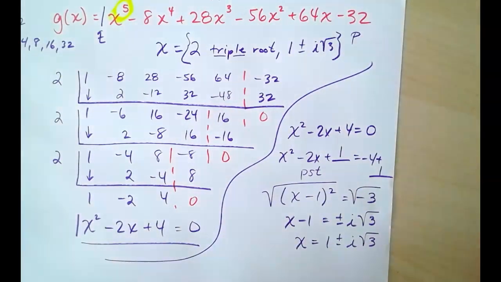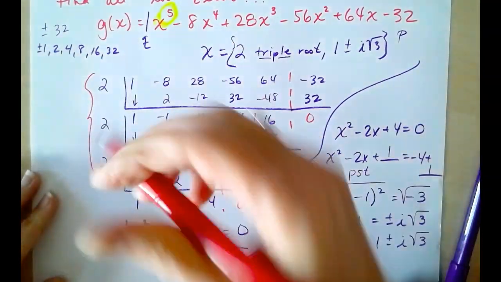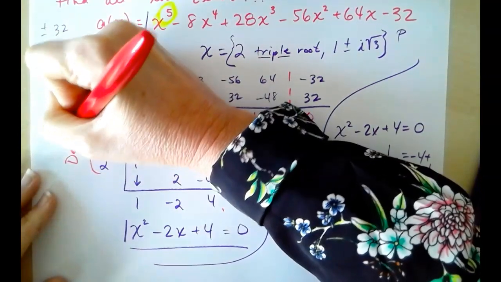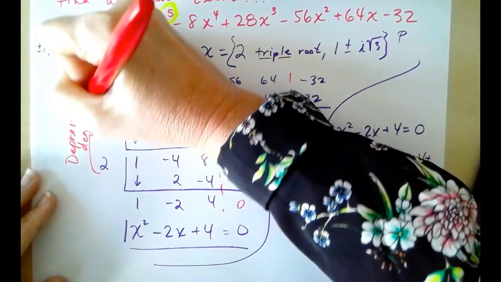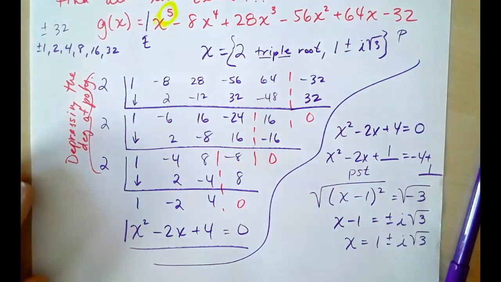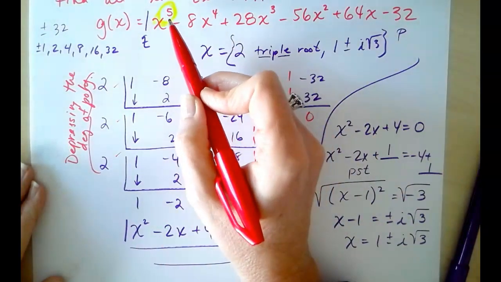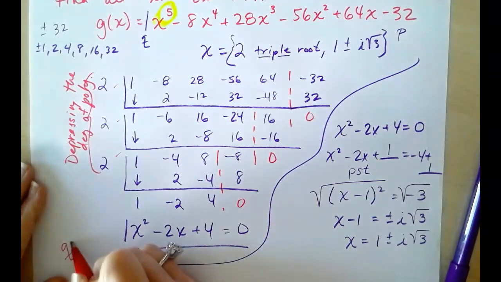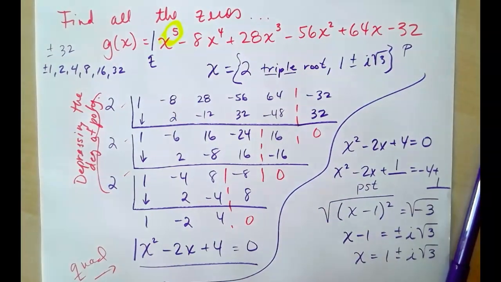Now, let me say it again one more time. What are we doing when we do the synthetic division? We are depressing the degree of the polynomial. That's the whole purpose of dividing, is we're taking it down from a 5th degree polynomial to a quadratic polynomial because we've got tools in the toolbox to solve quadratics. That's the whole purpose in doing this, in order to find all the zeros.